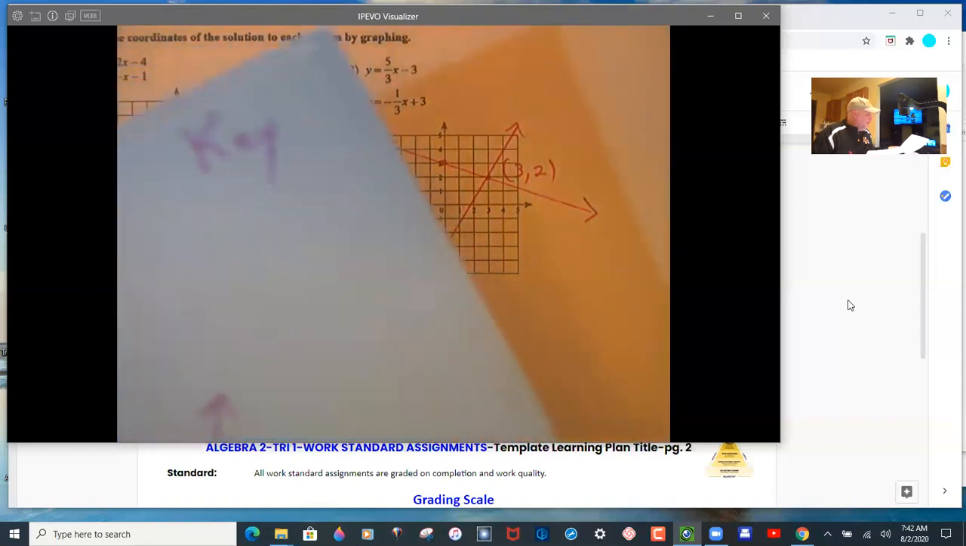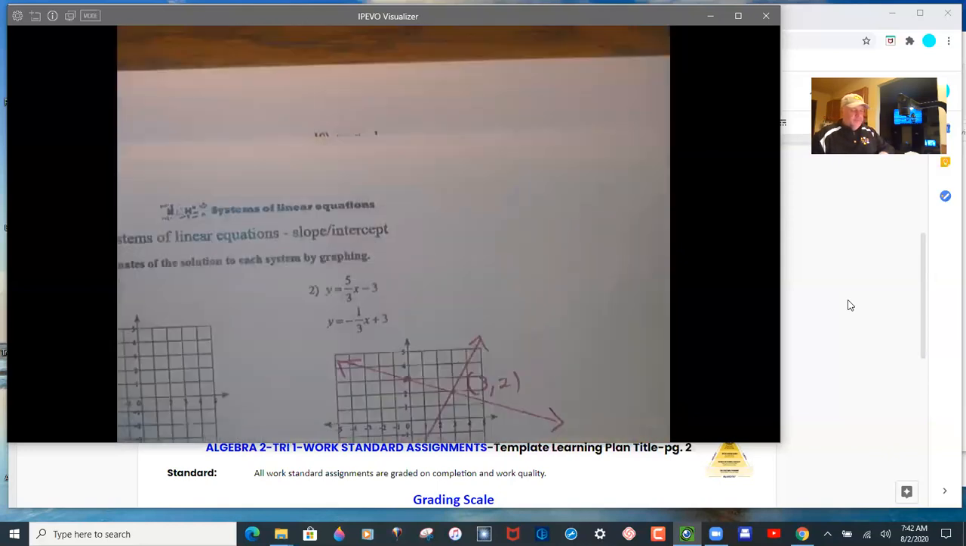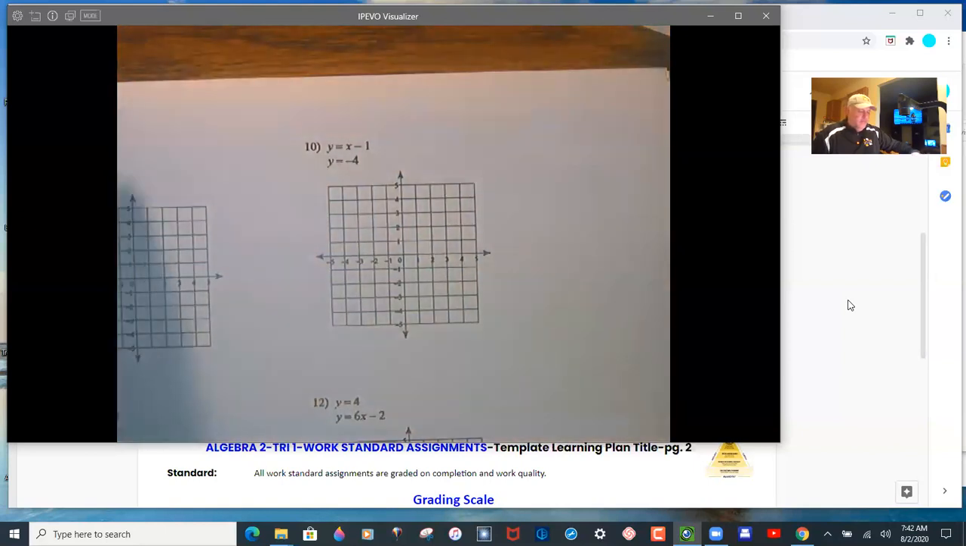Some of these have horizontal and vertical lines. I suppose I could do one of those. Problem 12 we'll do next. So I'm going to be flipping through lots of pages here. So problem 12.